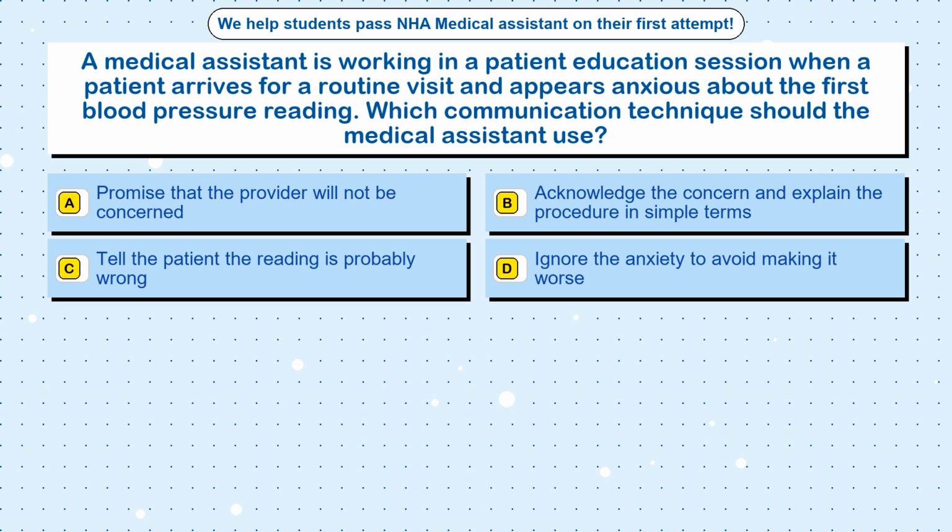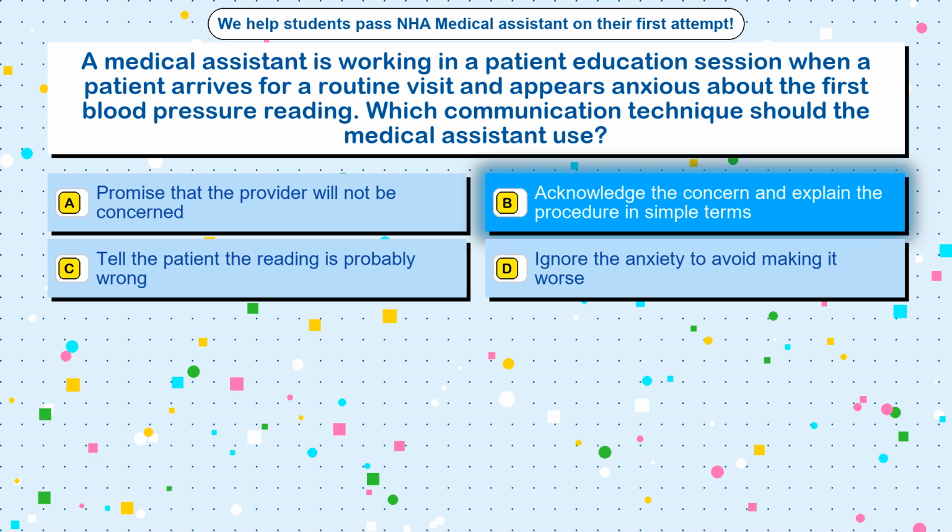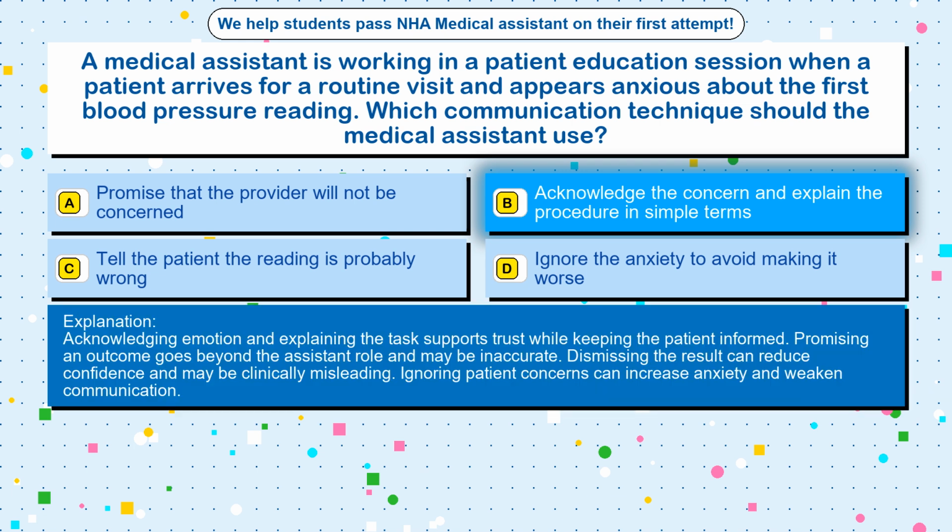Option C. Tell the patient the reading is probably wrong. Option D. Ignore the anxiety to avoid making it worse. The correct answer is option B. Acknowledge the concern and explain the procedure in simple terms. Acknowledging emotion and explaining the task supports trust while keeping the patient informed.